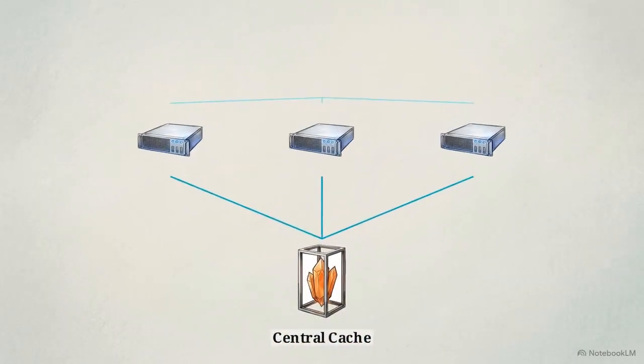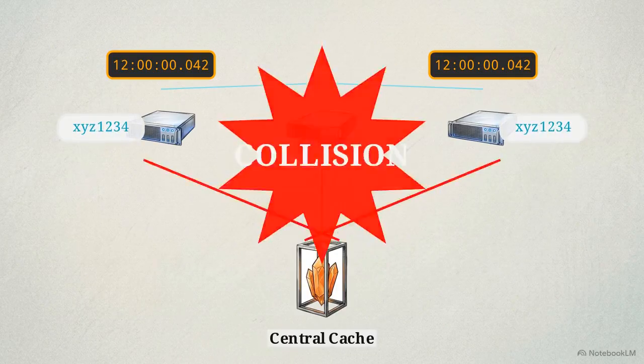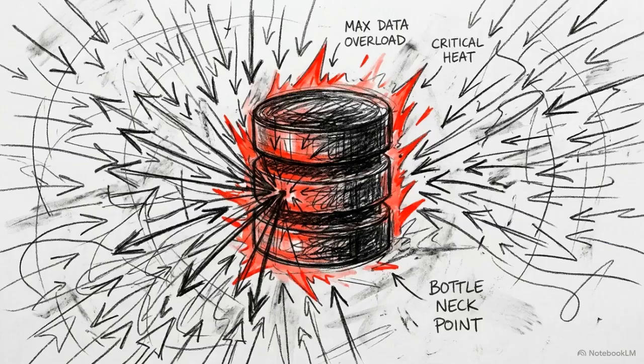A severe race condition occurs if servers operate at the exact millisecond. Both query the cache simultaneously, receiving the number 10. They generate identical short URLs for different user requests. Centralizing state in a horizontally scaled architecture creates deadly bottlenecks and data corruption. We have to completely redesign how IDs are generated.